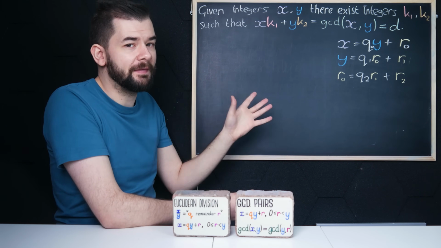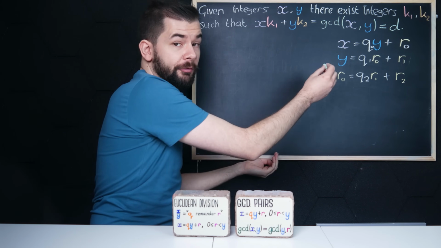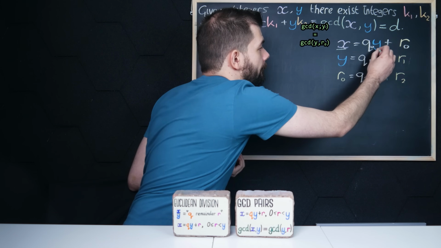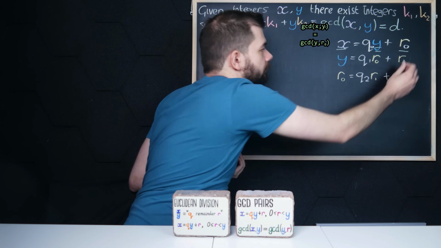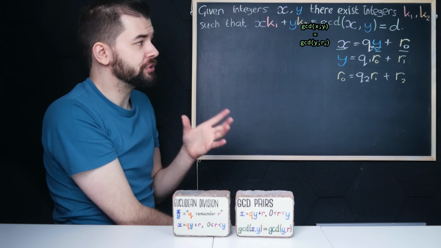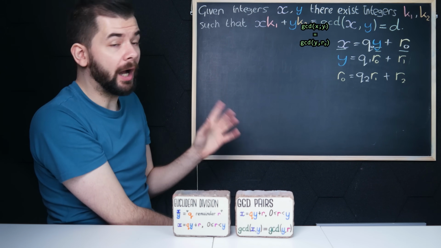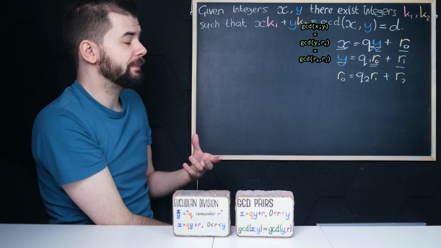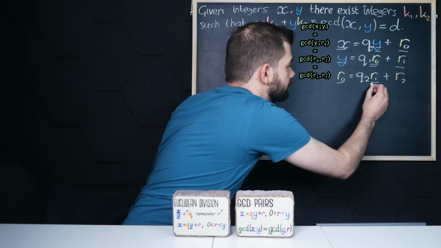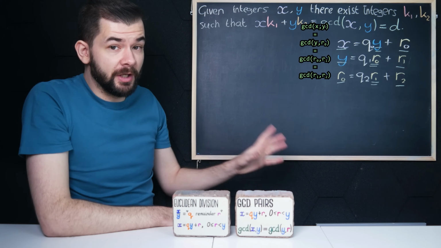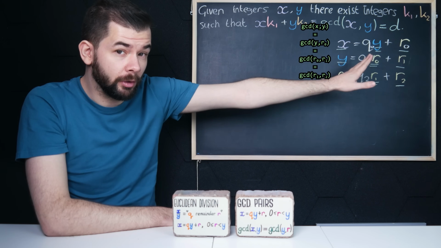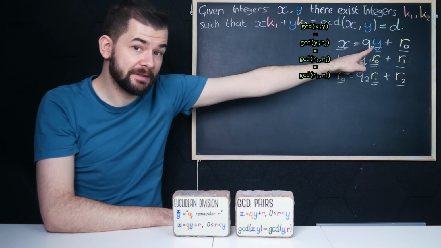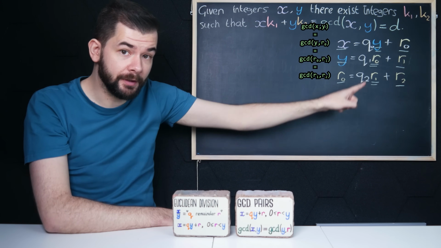Let me just reiterate why this works. X and y have some greatest common divisor, and this result here shows that this is the same as the greatest common divisor of y and r0. And that's true whenever we do a division. So the greatest common divisor of y and r0 must be the same as the greatest common divisor of r0 and r1, which must be the same as the greatest common divisor of r1 and r2, and so on. And the second thing to observe is that these remainders are getting strictly smaller each time. r0 must be less than y, r1 must be less than r0, r2 must be less than r1, and so on.